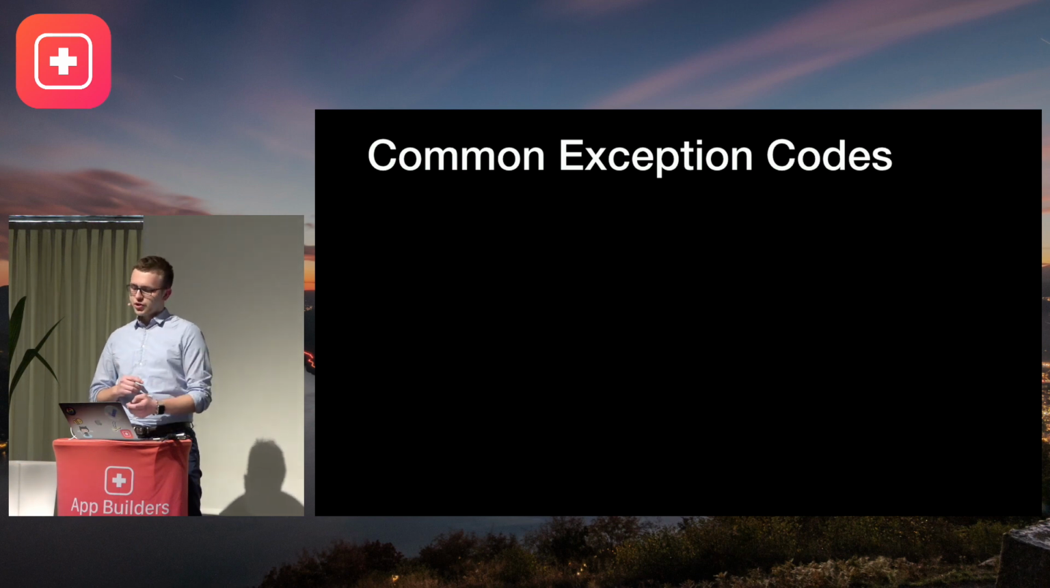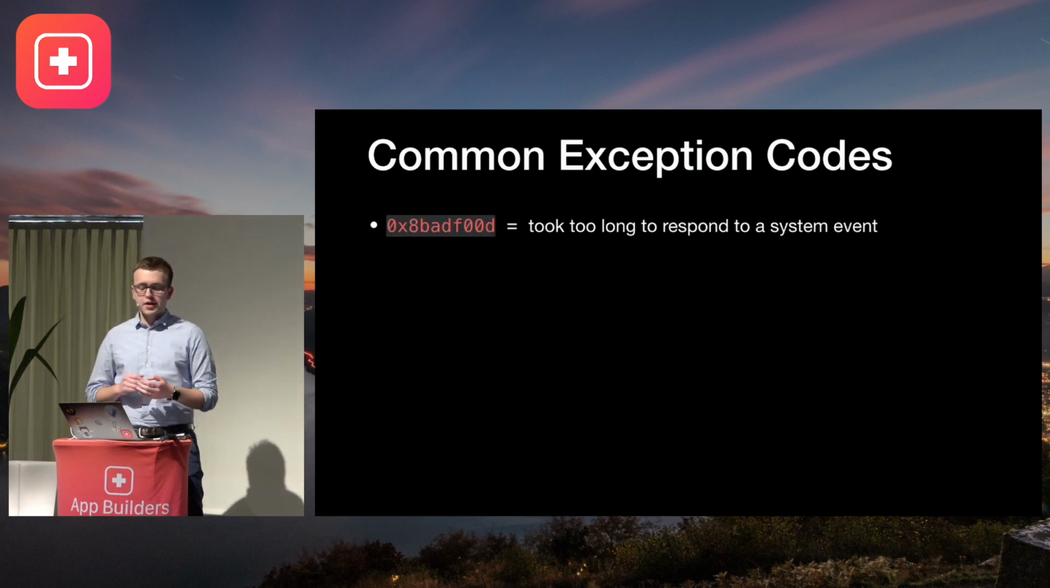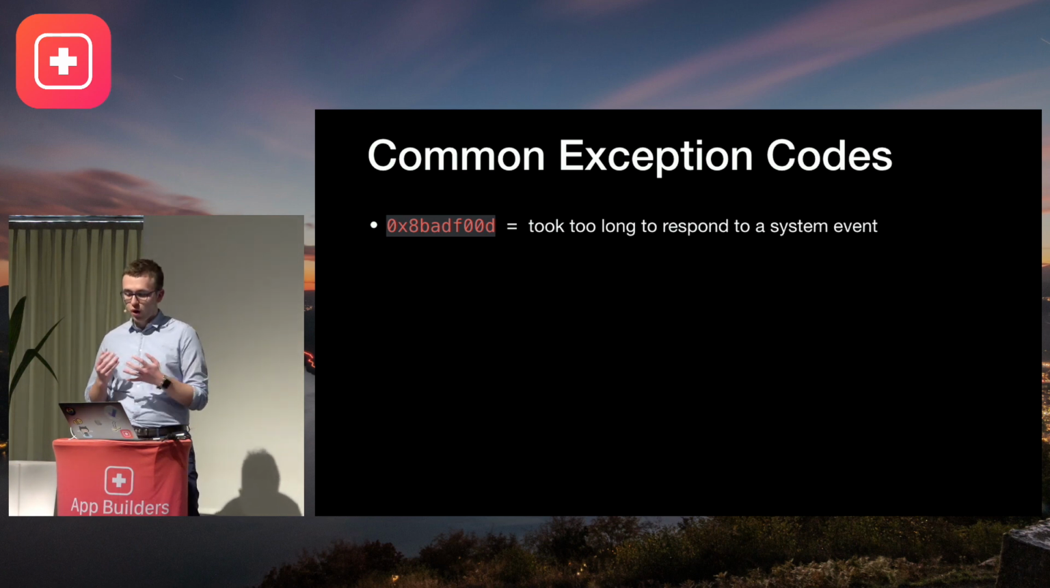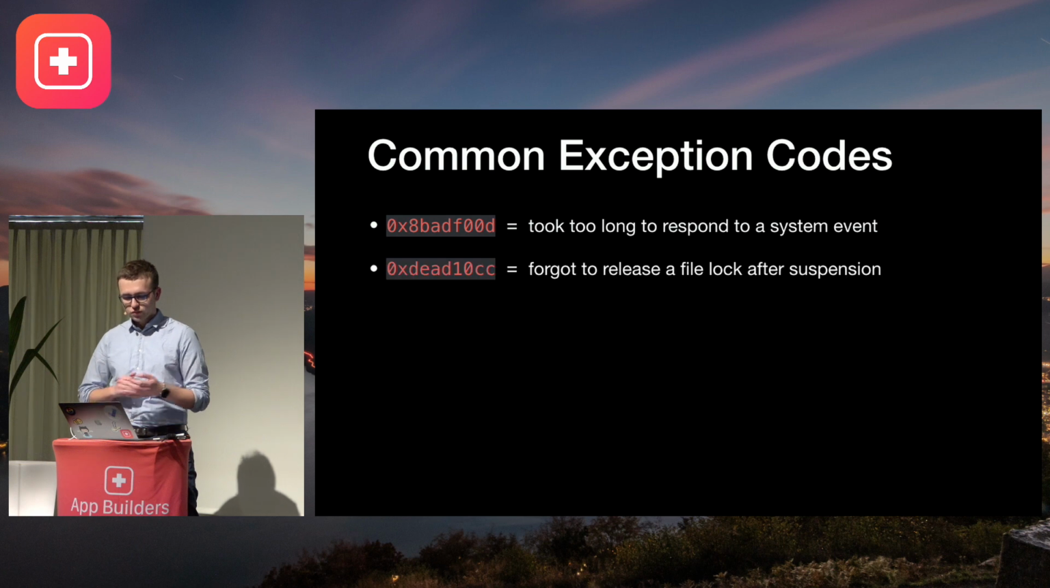There are specific termination codes that you should all keep in mind if you do anything in the background. The first one is actually a clever pun. It's ate bad food. This is reported when the system watchdog detects that you are taking too long to respond to a system event or that you are blocking the main thread for too long. But we'll talk about this more in detail and how to avoid this in a few minutes.